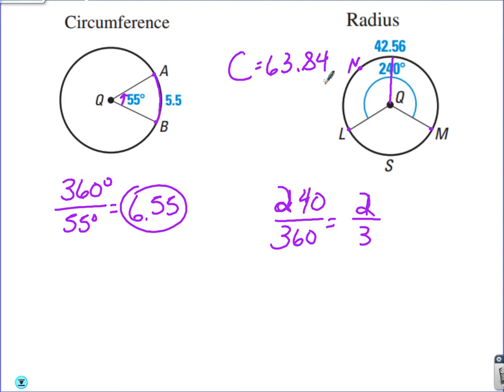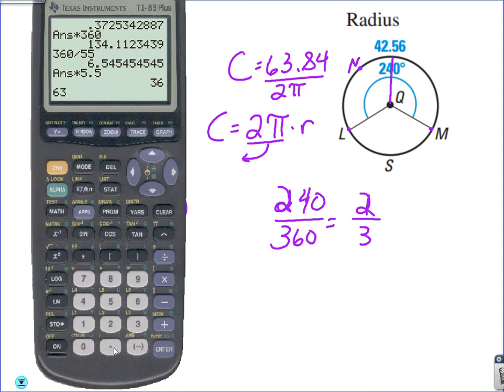But we want the radius. Well, what's the relationship between the circumference and radius? The circumference is equal to 2 times pi times the radius. So how do I find the radius? You take the circumference and move this over. Since these are being multiplied, you would simply take your circumference and divide it by 2 pi. And you get 63.84 divided by 2 pi.